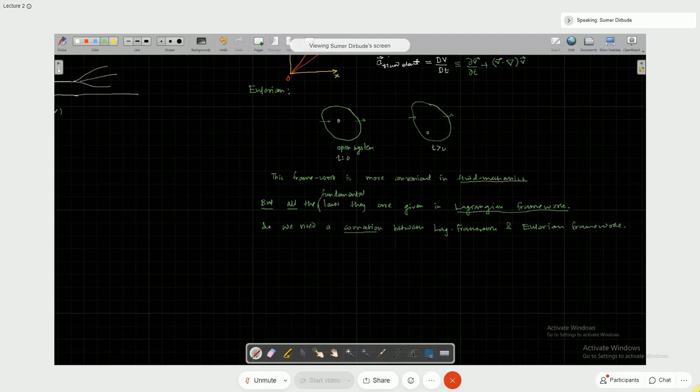And the connection is achieved through a theorem called the Reynolds transport theorem. So this Reynolds transport theorem comes to our rescue to make a connectivity between the Eulerian and Lagrangian frameworks.